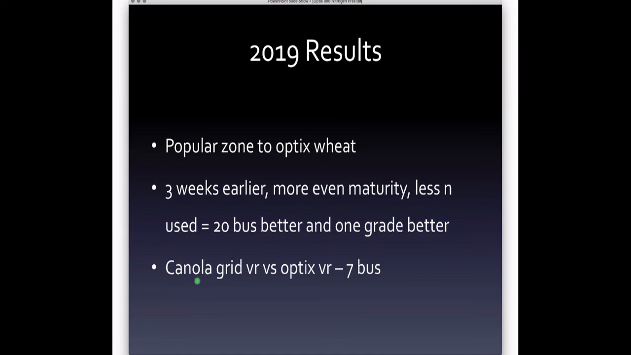We also saw that year on a program with canola done variable rate on grids versus the SoilOptix, we got a 7 bushel bump again. So that very quickly pays for that SoilOptix layer in 1 year.